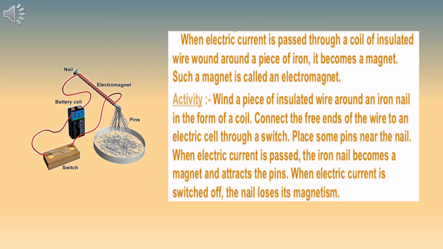Here we are going to discuss an activity with which we can learn more about the electromagnet. Wind a piece of insulated wire around an iron nail in the form of a coil. Connect the free ends of the wire to an electric cell through a switch. Place some pins near the nail. When electric current is passed, the iron nail becomes a magnet and attracts the pins. When the electric current is switched off, the nail loses its magnetism and the pins fall away from it. So this is how the electromagnet works.